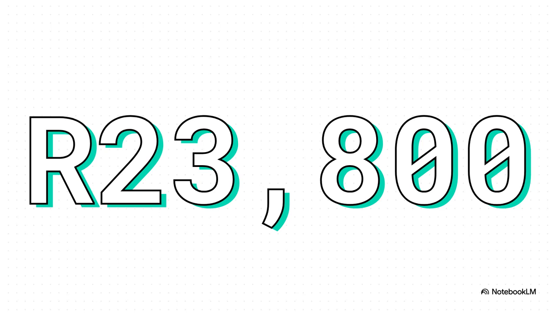R23,800. For Section 10.1i local interest, natural persons under the age of 65 get exactly R23,800 of their interest income completely exempt. And if they hit 65 or older, that shield bumps up to R34,500. This is your baseline threshold.